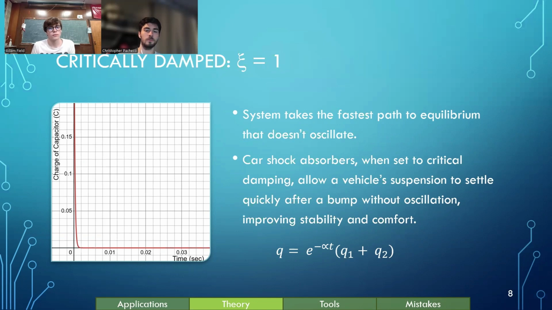When a car drives over a bump, the shock absorbers will be displaced from equilibrium and then they'll move as quickly as possible back to that equilibrium position to make a smooth ride for the drivers. You don't want your car to be bouncing and oscillating back and forth. And you also don't want your car to slowly reach the equilibrium position because then you're going to constantly feel the car moving up and down. So you want it to get there as quickly as possible, and it'll improve stability and comfort.